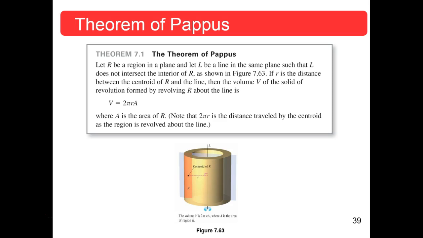Now, there's a part of me that says that shouldn't be, because this part out here travels further than the part in there, but that's what the centroid does. It's sort of the average of all that, and if it goes around, that gives you that. It's a real handy shortcut for doing that. Where A is the area of that region R, okay? 2 pi r is the distance traveled by the centroid as the region is revolved around the line. So that's the theorem of Pappus.